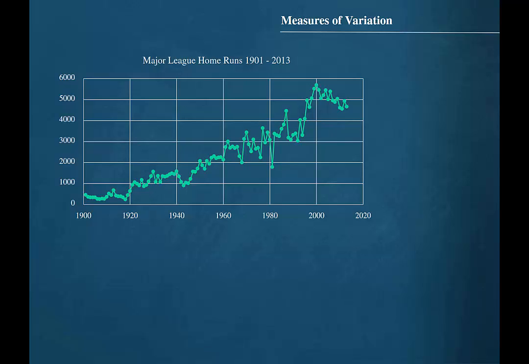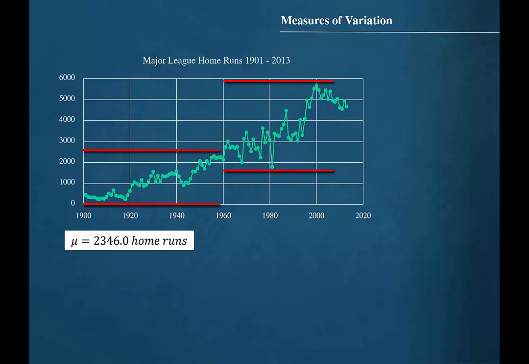This time series graph shows the number of home runs hit for both major leagues from the year 1901 to 2013. The mean of this population is 2,346 home runs. But looking at this graph, we can see that there is a fair amount of fluctuation in the number of home runs hit from year to year, particularly once we get past the 1960 season.